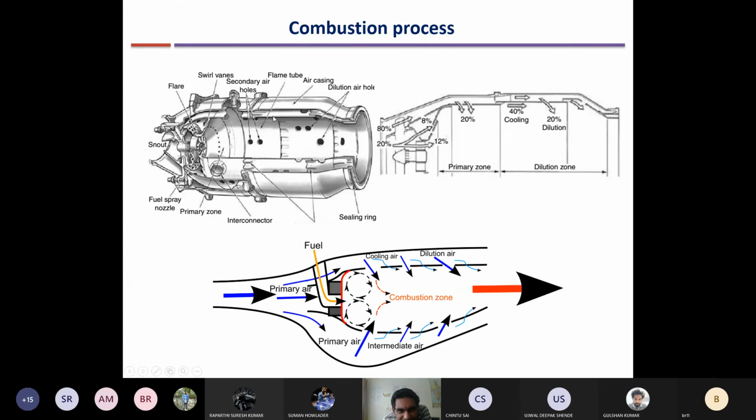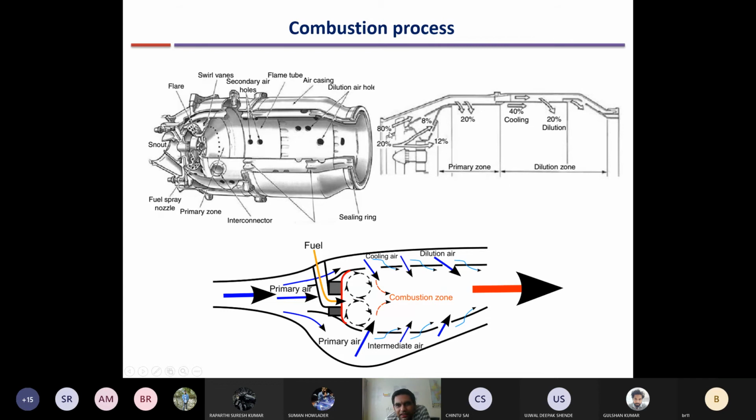You can see the liner here. This inner cylinder is the liner, and the holes are there. These are the dilution air holes, secondary air holes. And there will be some primary air holes here, and primary air which comes in. It's not very clear here. Fuel nozzle spray is there, and through this snout the primary airflow comes in, and there is a swirler or like devices which rotates the flow so that turbulence is generated.